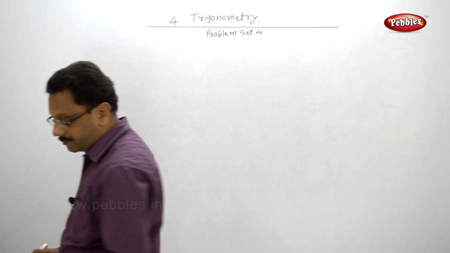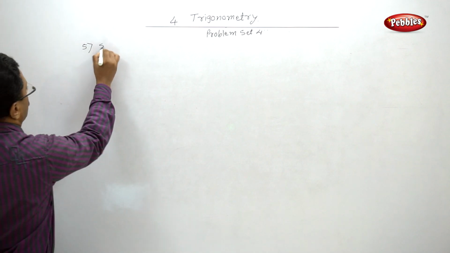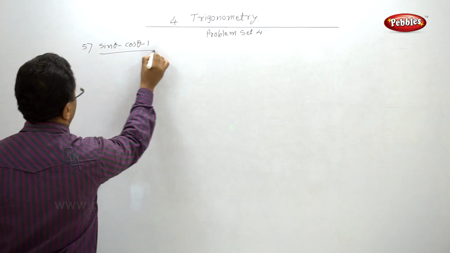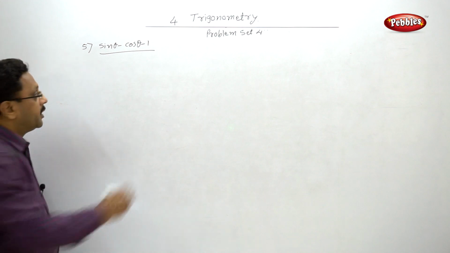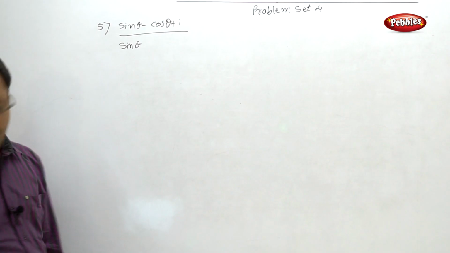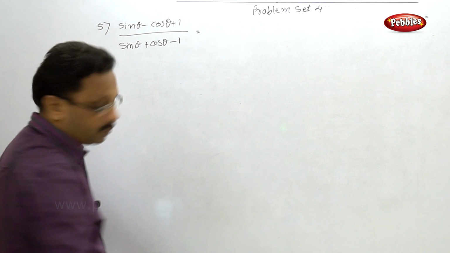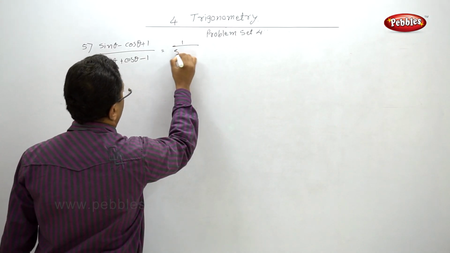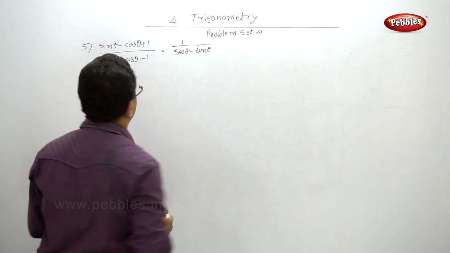Show that sin theta minus cos theta plus 1 upon sin theta plus cos theta minus 1 is equal to 1 upon sec theta minus tan theta.